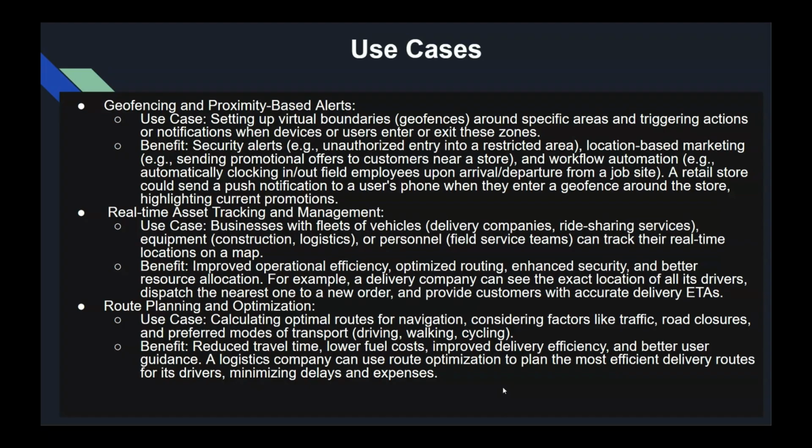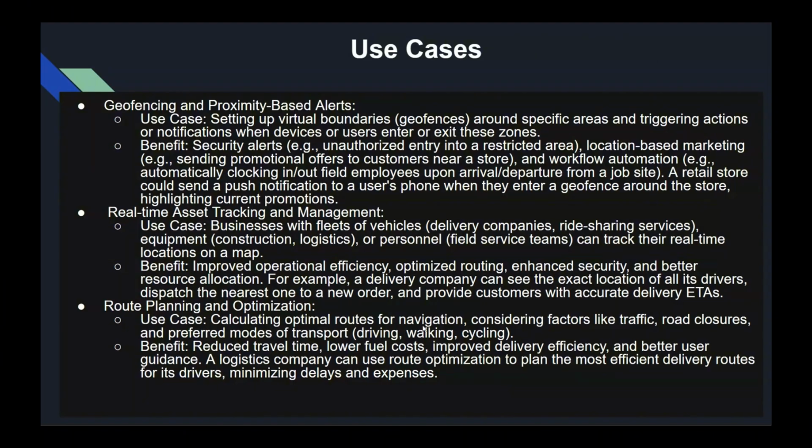Additionally, you can build geo-marketing features so retailers can send discount codes to customers who are near their target stores. And also what it helps in is real-time asset tracking and management. What is the use case? This is an example I was giving of FedEx, where businesses with fleets or vehicles, delivery companies, ride-sharing services, even Uber could personalize the service and can track their real-time locations on a map.